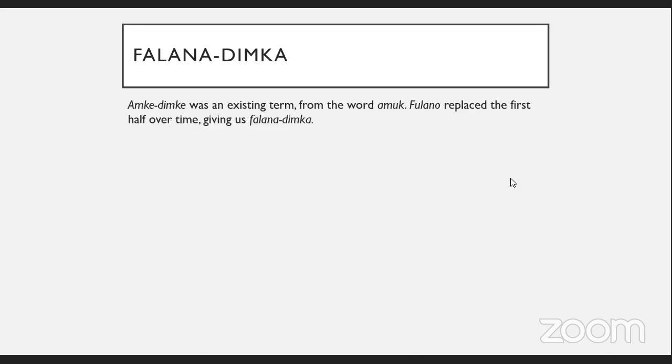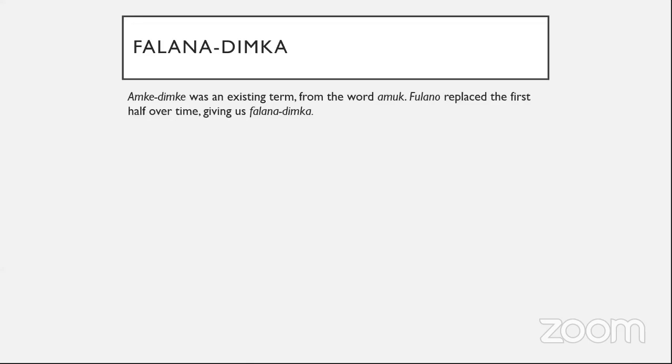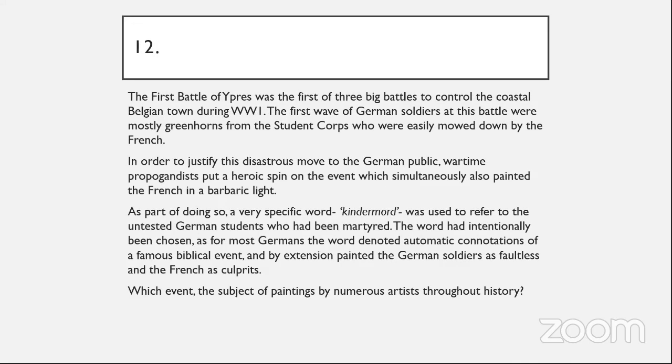And the next question to team 5. So, okay, the first Battle of Ypres was the first of 3 big battles to control the coastal Belgian town during World War I. The first wave of German soldiers at this battle were mostly greenhorns from the student corps, who were easily mowed down by the veteran French.